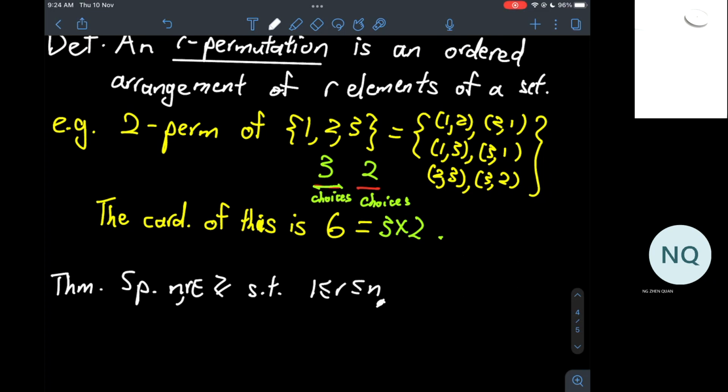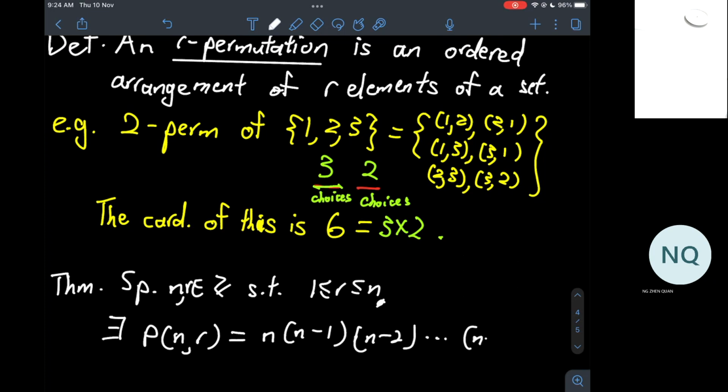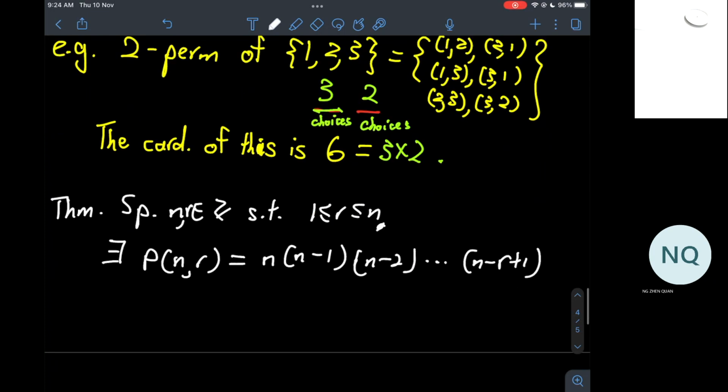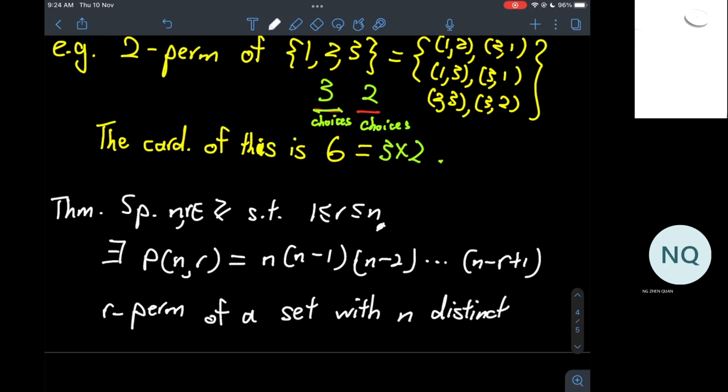So the claim is there are P(n, r). How do I define P(n, r)? P(n, r) is n multiplied by n minus 1 up to n minus r plus 1. There are this many R-permutations of a set with n distinct elements.